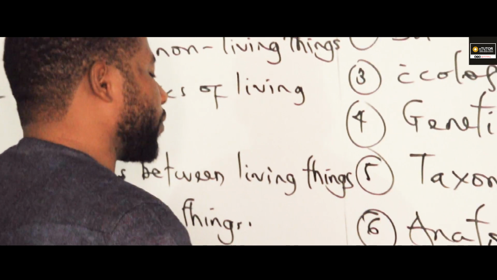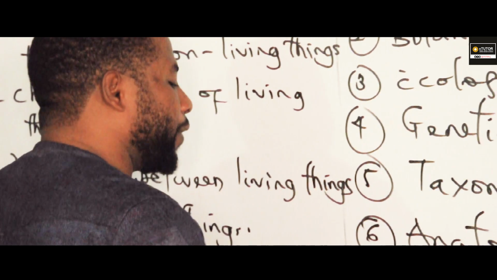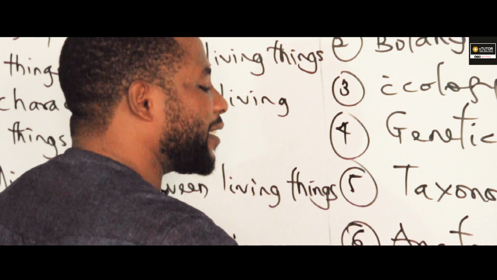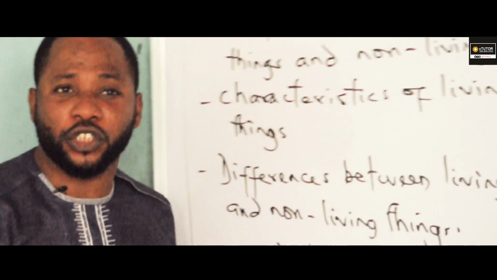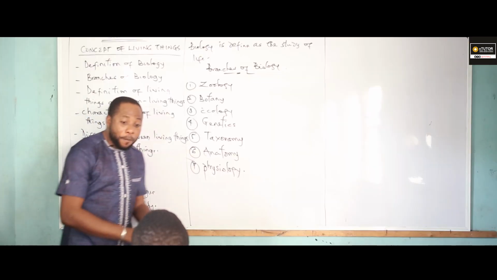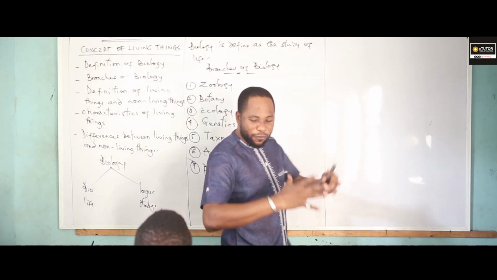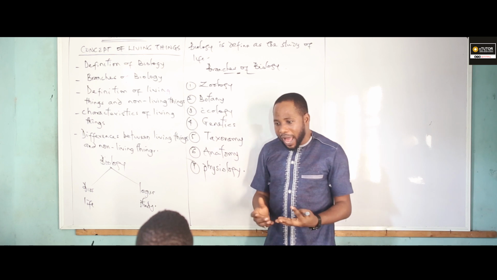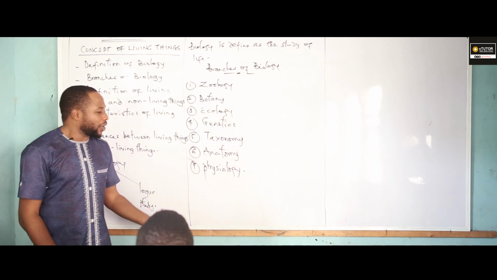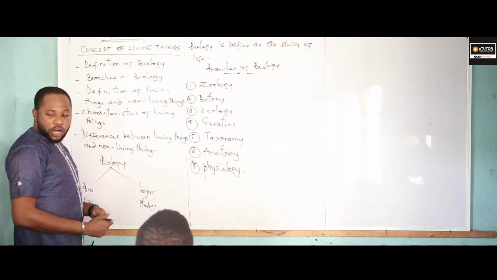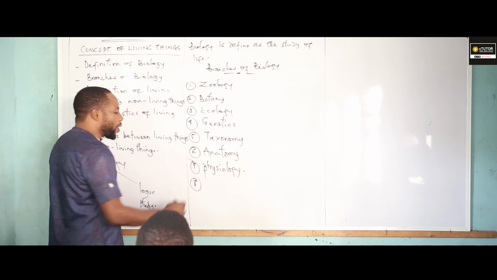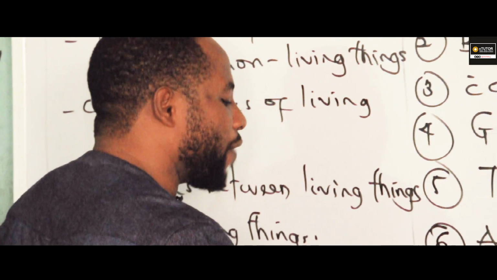Number 7, we have physiology. This is another branch of biology that deals with the study of how living organisms function, how organs or systems of living organisms function. You understand that? The study is called physiology. The next one, number 8, we have microbiology.